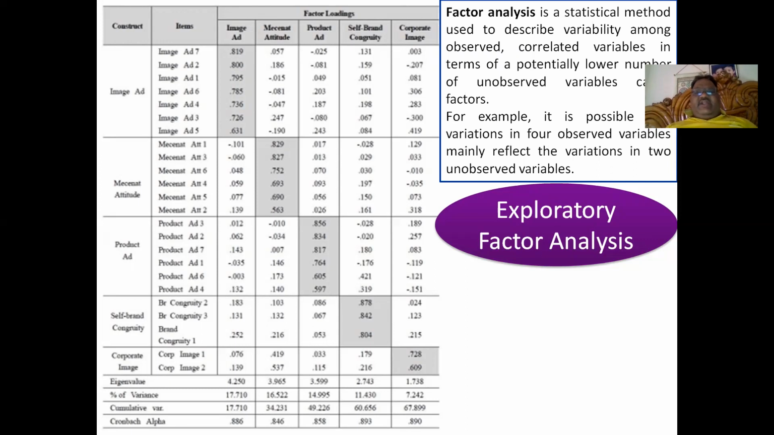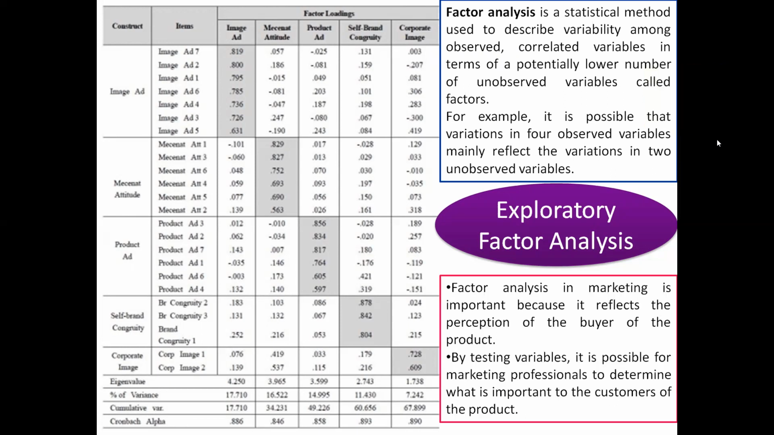Factor analysis is a statistical method used to describe the variability among observed, correlated variables in terms of potentially fewer unobserved variables, called factors.